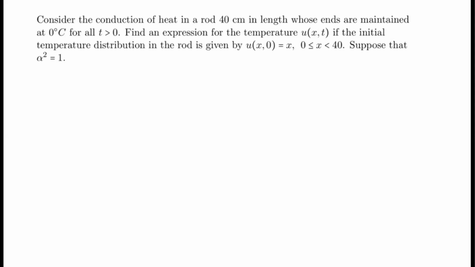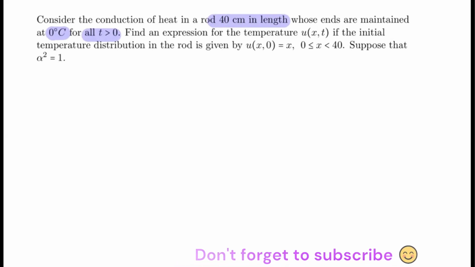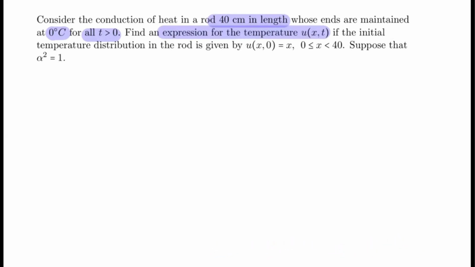We're going to look at the solution to the heat equation of this particular scenario, satisfying that given initial condition. Let's see what we have here. Consider the conduction of heat in a rod 40 centimeters in length. So that is our length, big L, whose ends are maintained at 0 degrees Celsius for all t bigger than 0. Find an expression for the temperature distribution u(x, t) if the initial temperature distribution is given by this function. That is our length of the rod.